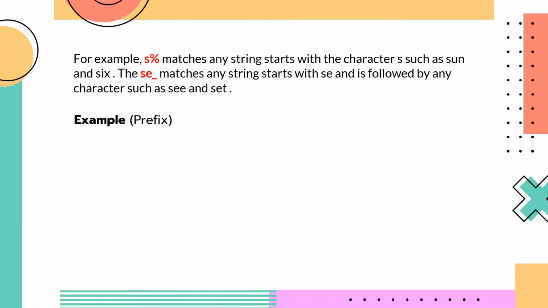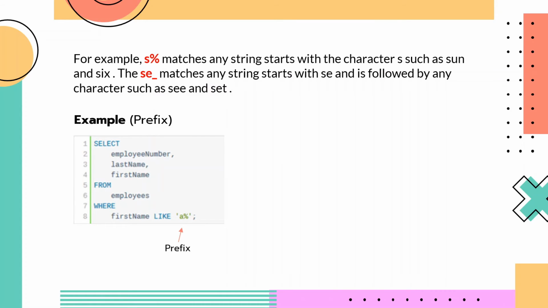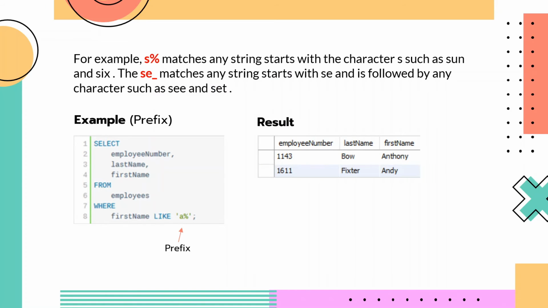This image shows an example of using the LIKE operator as a prefix. Select employeeNumber, lastName, firstName from employees where firstName LIKE 'a%'. So the syntax will return the data if the first name starts with the letter A. On the right side, you can see the result. The first names start with the letter A, Anthony and Andy.